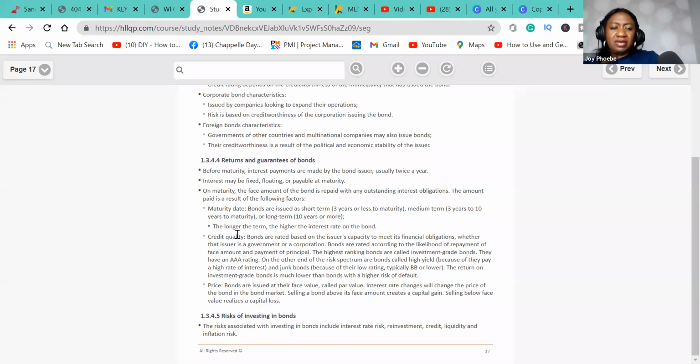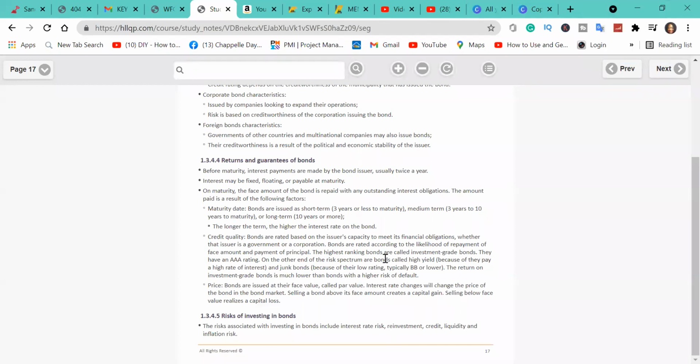Now, the longer the term, the higher the interest rate on the bond because of inflation, right? So if I'm holding 10,000 today and I want to put it into a bond, and I'm locking it there for 30 years, that bond better give me a substantial interest rate, because in 30 years' time, my 10,000 will probably be worth 5,000. You know what I mean?